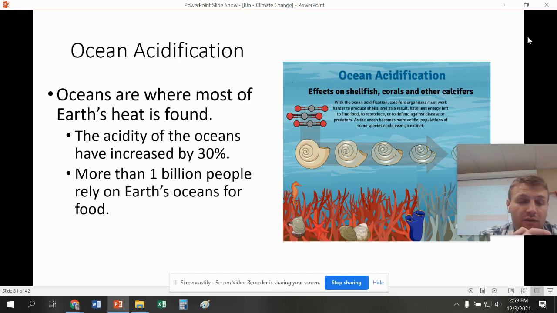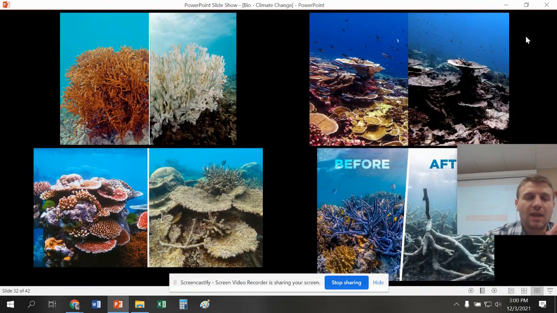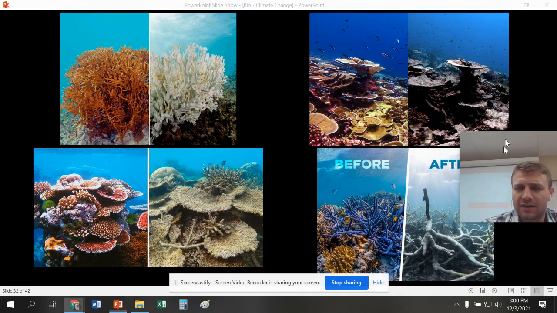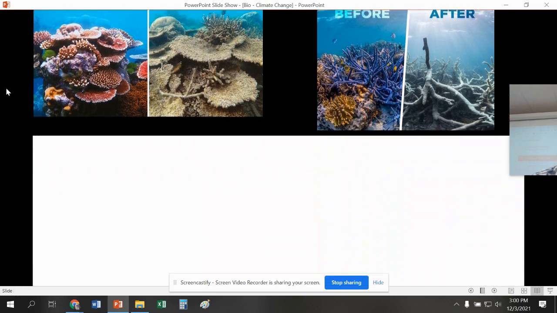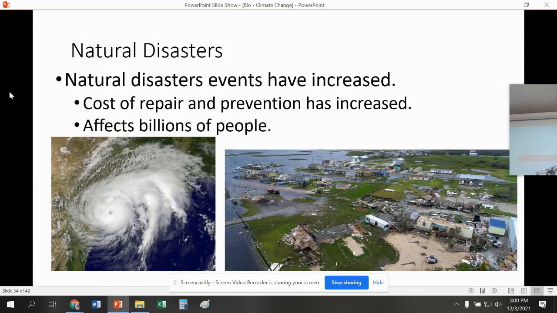We're seeing that a lot of our oceans' species are decreasing in population and number, and more than 1 billion people rely on Earth's oceans for food. So you can think about 1 billion starving people, what that's going to lead to if we keep on going down this route. Again, I like showing the before and after images of this acidification and how it happens. This is what happens in the oceans when acidification hits an area, and we're seeing this all over the world.